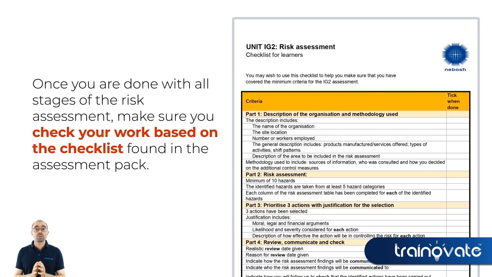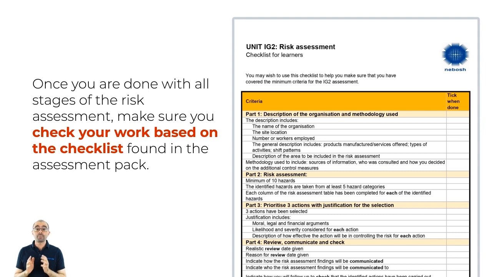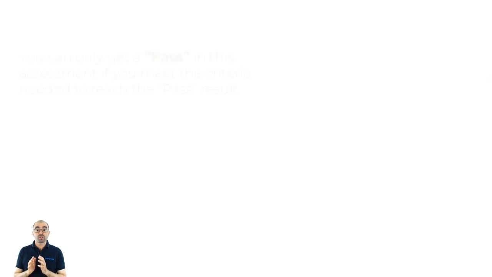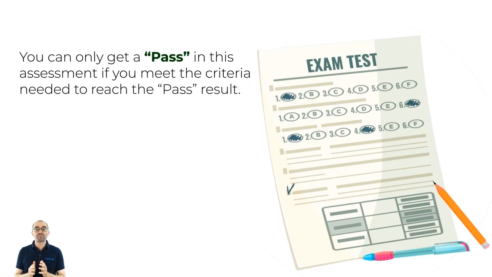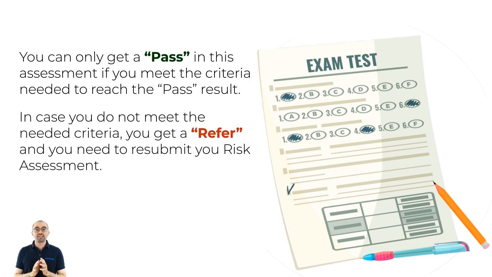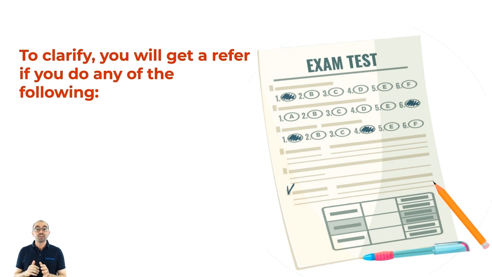Once you are done with all stages of the risk assessment, make sure you check your work based on the checklist found in the assessment pack. You can only get a pass in this assessment if you meet the criteria needed to reach the pass result. In case you do not meet the criteria needed, you get a refer and you need to resubmit your risk assessment, as we said. To clarify, you will get a refer if you do any of the following.